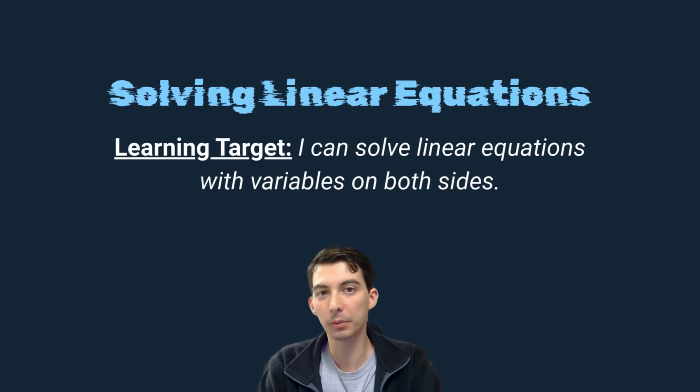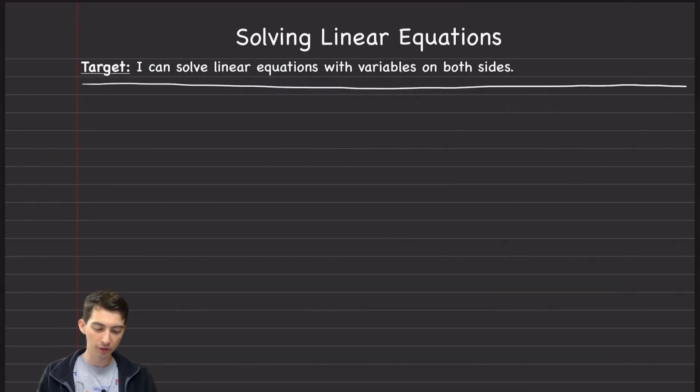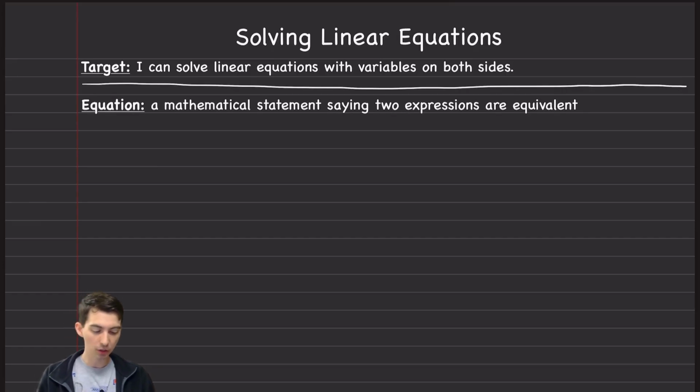In this lesson, we're going to talk about solving linear equations. First, let's go over some more vocabulary. An equation is just a mathematical sentence saying that two expressions are equivalent. We talked about expressions last time. When we evaluated expressions, we were given an input. We're doing the same thing now, but we're seeing what input is going to make the two equivalent.